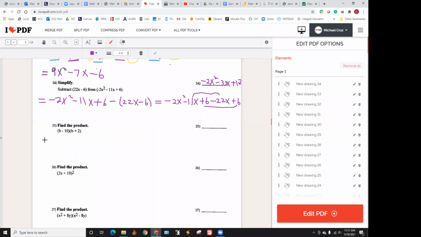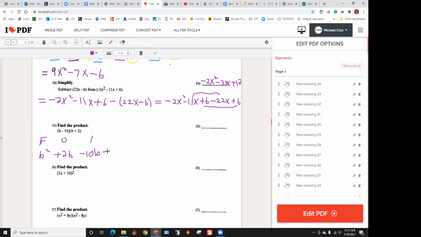Okay, multiplication. So first, I'm going to start going kind of quick here because I want to make sure we get this done. So b times b is b squared. Outside is b times 2, which is plus 2b. Inside, negative 10 times b, which is just negative 10b. And then negative 10 times 2 is negative 20.